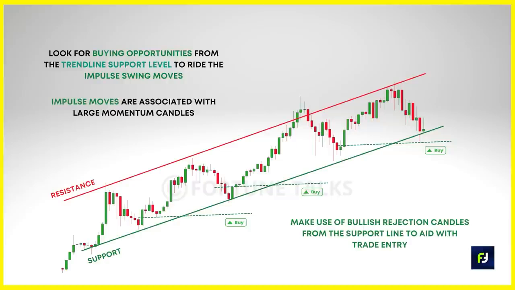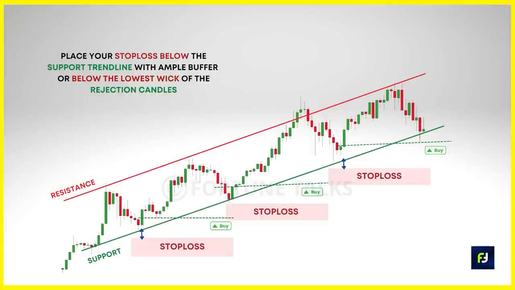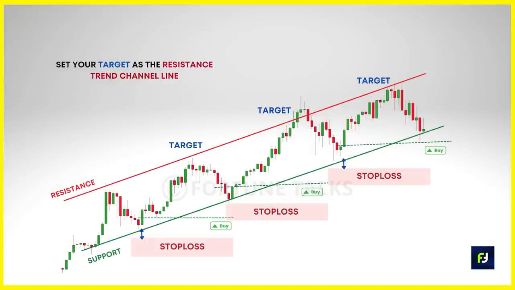You can also make use of bullish reversal candlesticks like bullish pin bars from the support level to take a long entry. You can place your stop loss below the support trend line with ample buffer or below the lowest wick of the rejection candle from the support level. Your target will obviously be the resistance trend channel line. You can also trade the correction move from the uptrend line, but I don't generally recommend doing so.